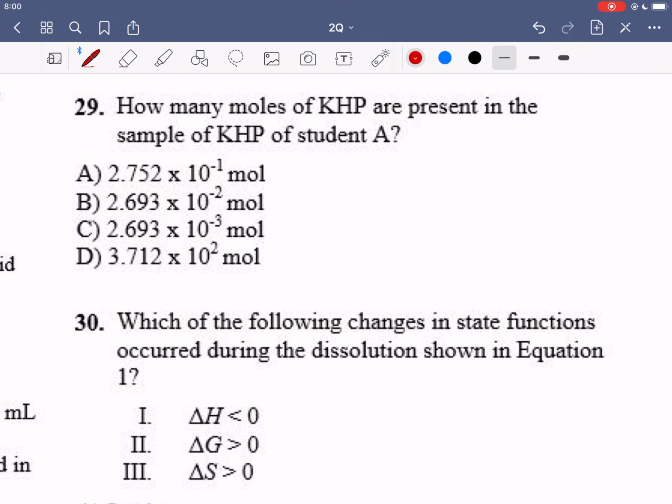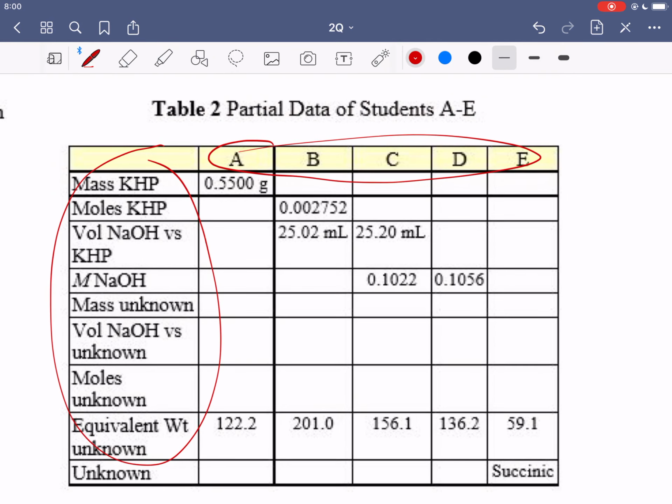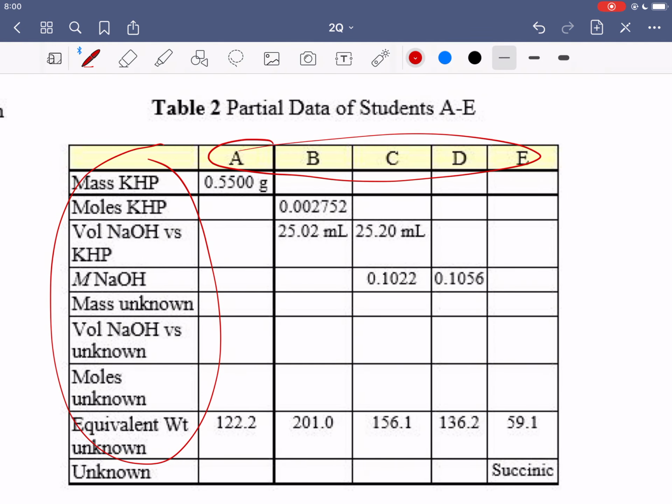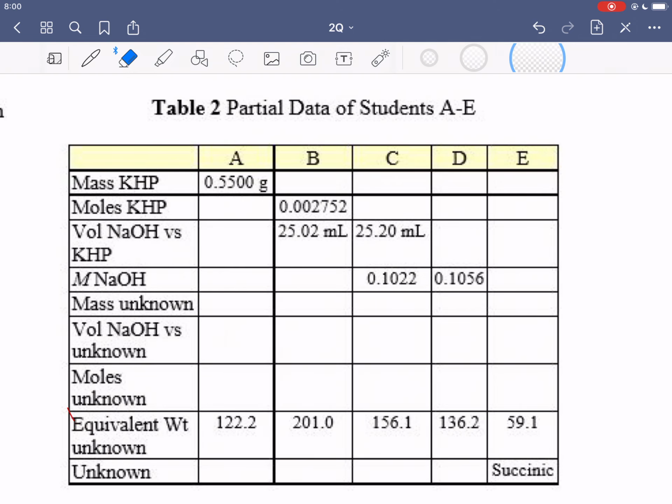We don't have to go into the details. It's likely that the questions will refer us back to that table, so we'll go to it when we need to. Now, getting into the questions. The first one is asking us how many moles of KHP are present in the sample of KHP of student A. So we want moles. That's what we're looking for, KHP, and then we're looking at student A. So that is something that we must get from this table right here.